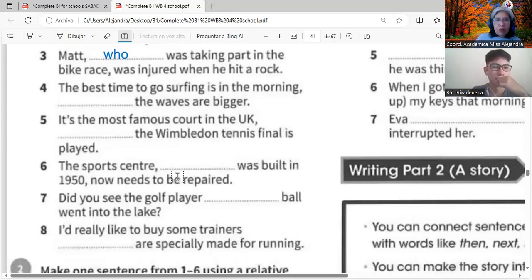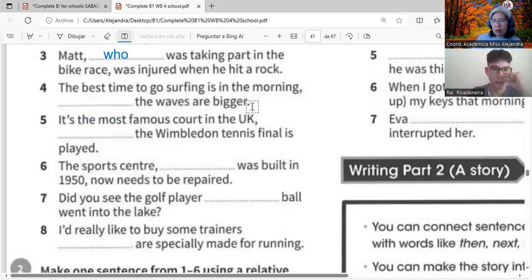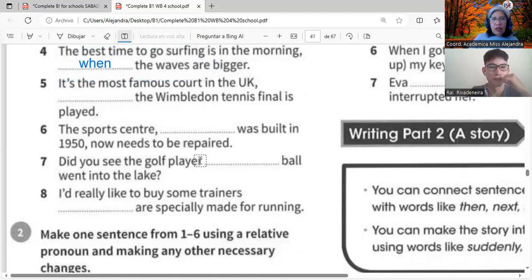The best time to go surfing is in the morning, when the waves are bigger. Morning. When? It's the most famous court in the UK where the Wimbledon tennis final is played. In this case, court means not juzgado, but cancha. Pista para, área para practicar un deporte.